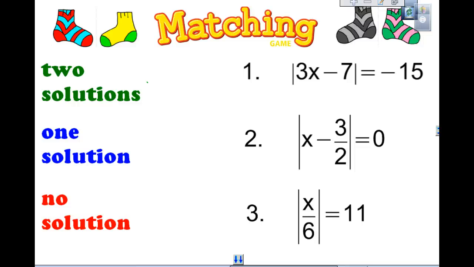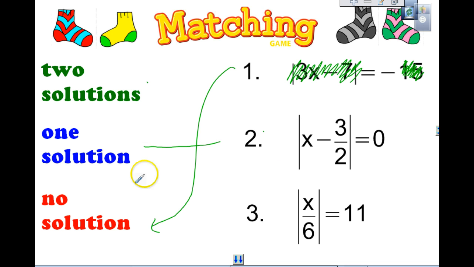Okay. So top one is no solution, because it's a negative 15 in direction and you can't go in a negative direction, so it's positive. Exactly. And this is one solution.